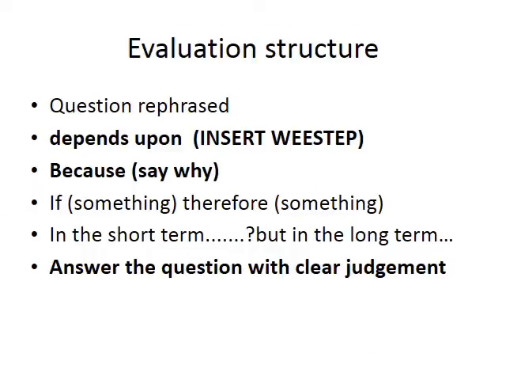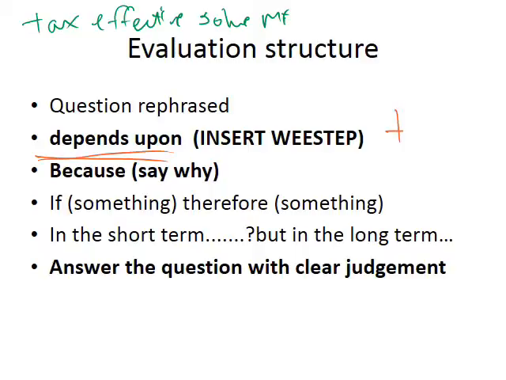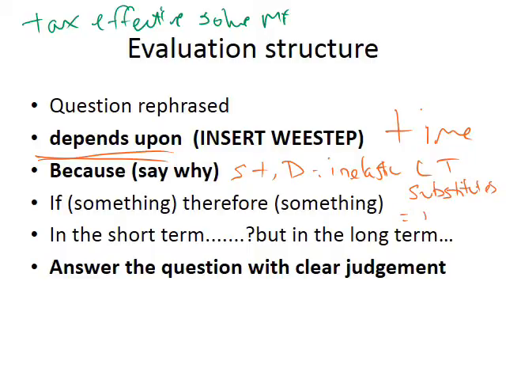The evaluation structure we're going to use is the question rephrased to start your conclusion. So if the question is, to what extent is a tax effective in solving a market failure? You would say the extent to which a tax is effective depends upon, and then insert the WE step, which may be time. Because, and then you would say why. So for example, in the short term, demand is inelastic, so it will be less effective in the short term. However, in the long term, people will find substitutes, and this will mean it is more effective.